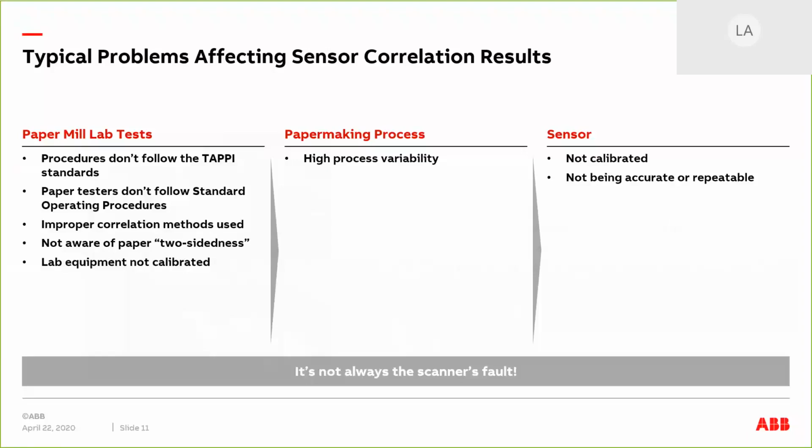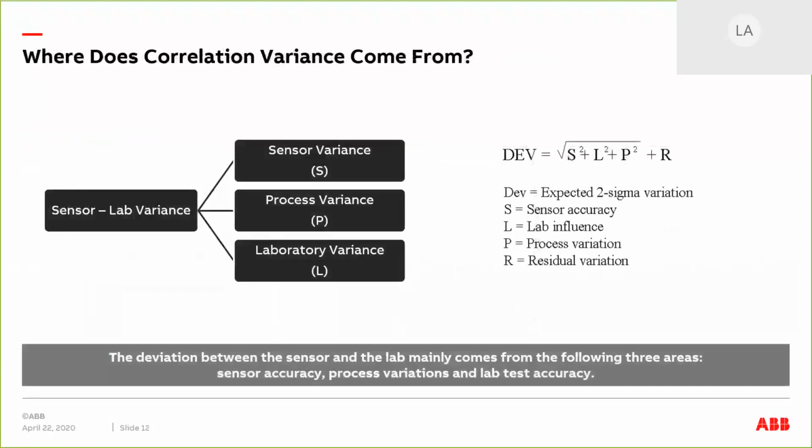So these are the three areas I just want to point out, some typical effects, typical reasons. Okay, so where does the correlation variance come from? Okay, not just from one area. So it comes from these three areas: sensor accuracy, the process variations, and lab test accuracy. All of these variabilities will impact your sensor correlation results.